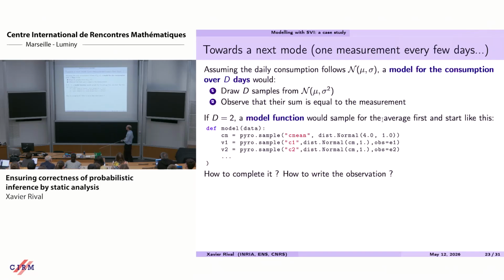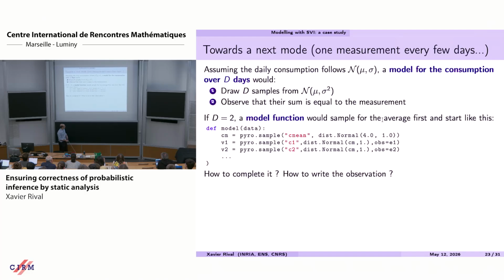Then I would like to write a model that is a little bit like this one. First, I take a guess of the daily consumption. Then I take a sample from the corresponding distribution for the first day, and I do the same for the second day. This gives me 2 values, and I would like to say that now I observe that the sum of these 2 values is what? Then I have many problems.